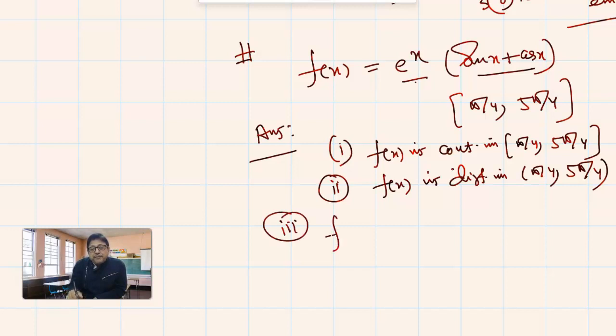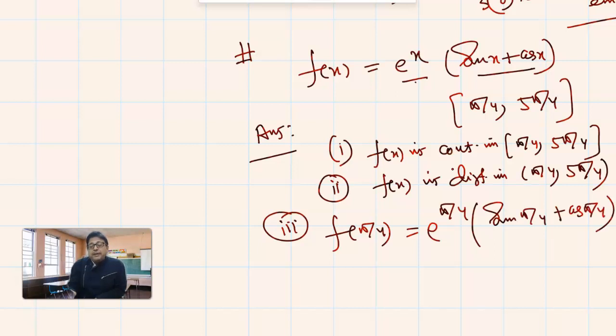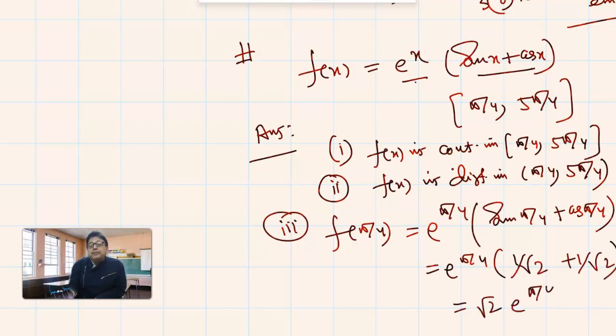We find f of pi by 4. This is going to be e to the power pi by 4 into (sin pi by 4 plus cos pi by 4). Both the values you all know: 1 by root 2 plus 1 by root 2. So this will be equal to root 2 into e to the power pi by 4. The value of the function at x equal to pi by 4 is root 2 e to the power pi by 4.